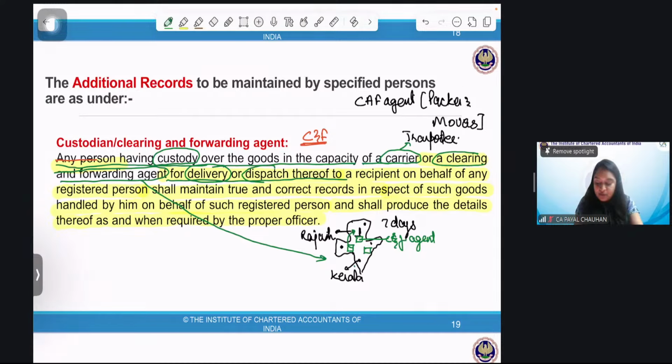And now tell me, what is the word dispatch about? Yes, Ashlesha. Perfect, Kuldeep. It is for the CNF because he'll dispatch the goods to the shopkeeper as per the instruction given by the Kerala shampoo manufacturer. Yes, thereof to a recipient on behalf of any registered person shall maintain.